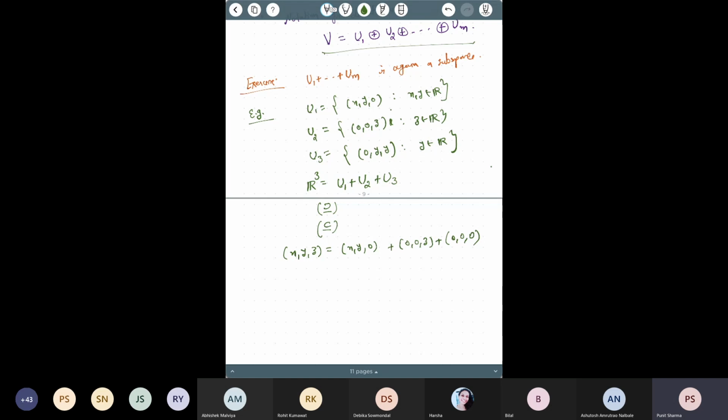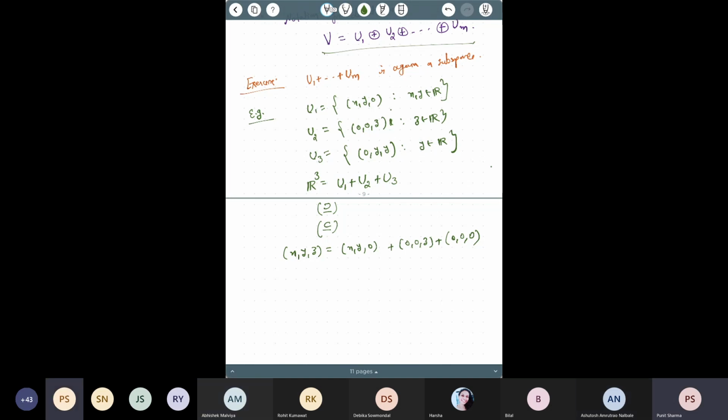So clearly you can see that this xyz belongs to this sum, and therefore R3 is equal to this. So R3 is a sum of U1, U2 and U3. Okay. Now can you tell me whether R3 is a direct sum of U1, U2, U3? No, sir. Why not?